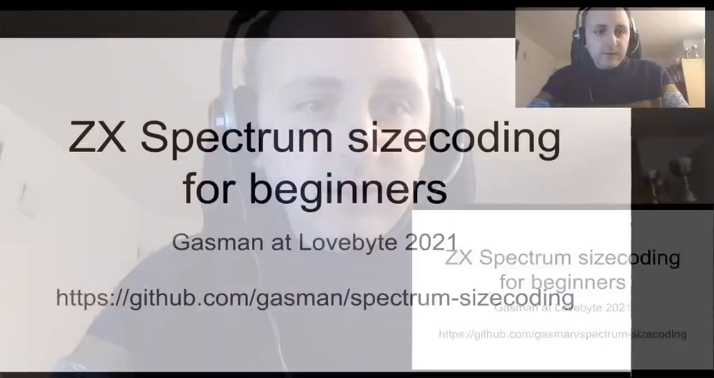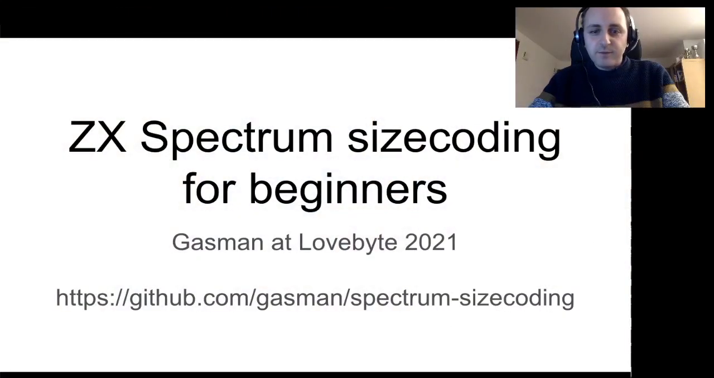Hello, I'm Gasman, and today I'll be showing you how to get started with size coding on the ZX Spectrum. The material I'm going to cover here should, I hope, be usable by people with no previous experience of the Spectrum or Z80 assembler, although I am going to assume you know your way around low-level coding in general: what a processor does, what binary is, what a stack is, that sort of thing. Now, there's a lot to fit in, so I'll jump straight in.